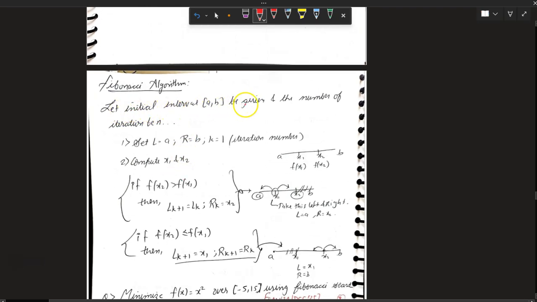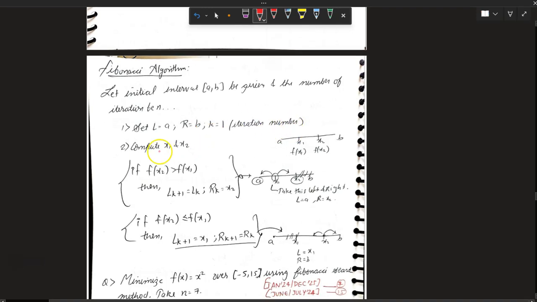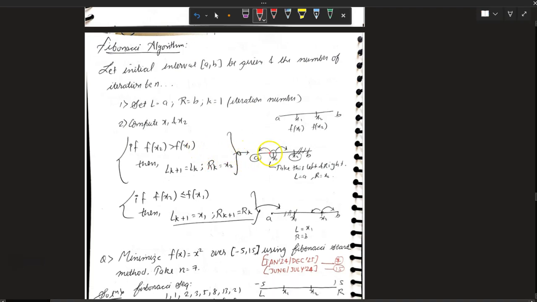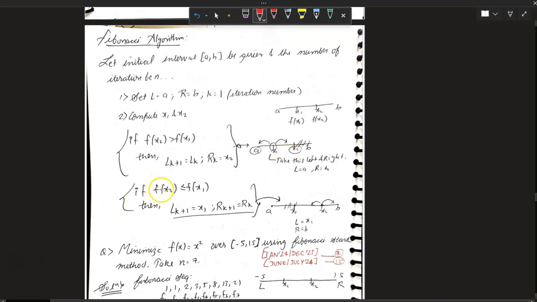So let the initial interval AB be given and the number of iterations be n. Set L equal to A and R equal to B, that is left and right, and K equal to the iteration number. Now compute x1 and x2. To compute x1 and x2 you will have the formula. If f of x2 is greater than f of x1, you will take the x1 value and change the range, taking the range next to this x1. And if f of x2 is less than or equal to f of x1, you take this x2 and take the range which is close to this x2.